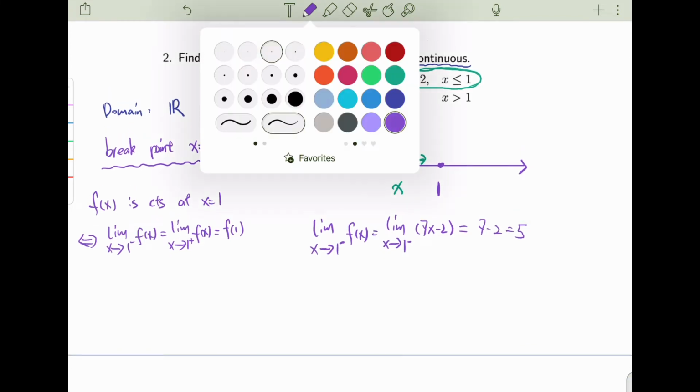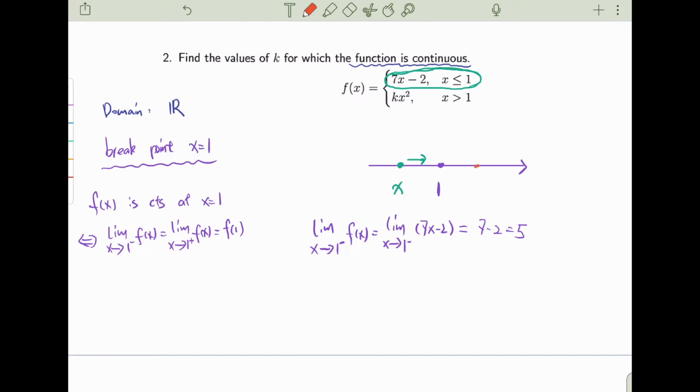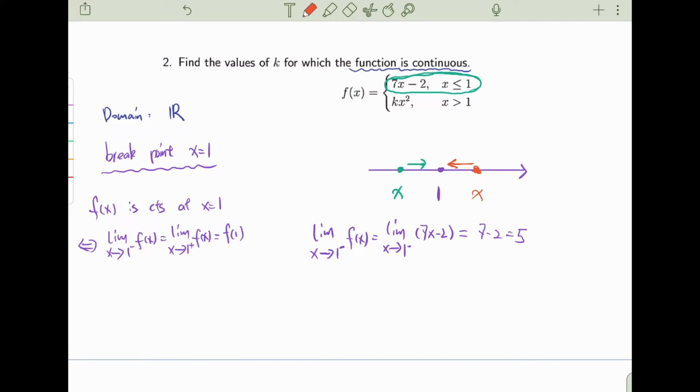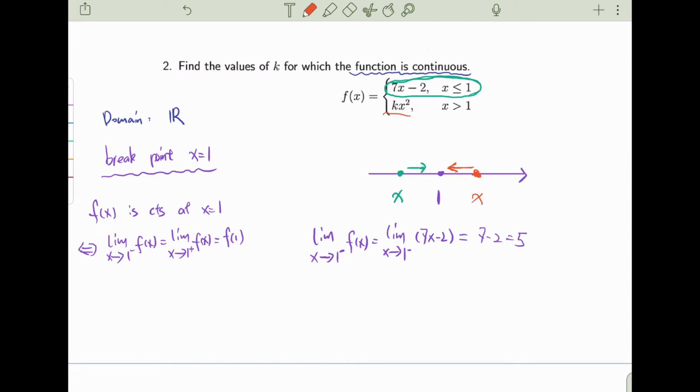And now we're going to check the right limit, so choose a point from the right side, this orange x, and this point is going to approach 1 from the right side. You can see that on this x-axis, the orange x is greater than 1, right? When x is greater than 1, how can we evaluate the function? From the expression here, you see that we have to choose this expression, kx squared.